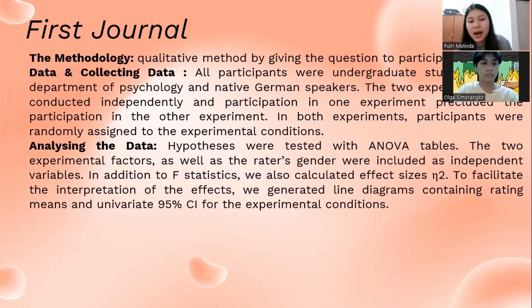Analyzing the data, hypotheses were tested with ANOVA tables. The two experimental factors, as well as the rater's gender, were included as independent variables. In addition to statistics, we also calculated effect size eta squared. To facilitate the interpretation of the effects, the authors generated line diagrams containing rating means and univariate 95% CI for the experimental condition. Next slide.